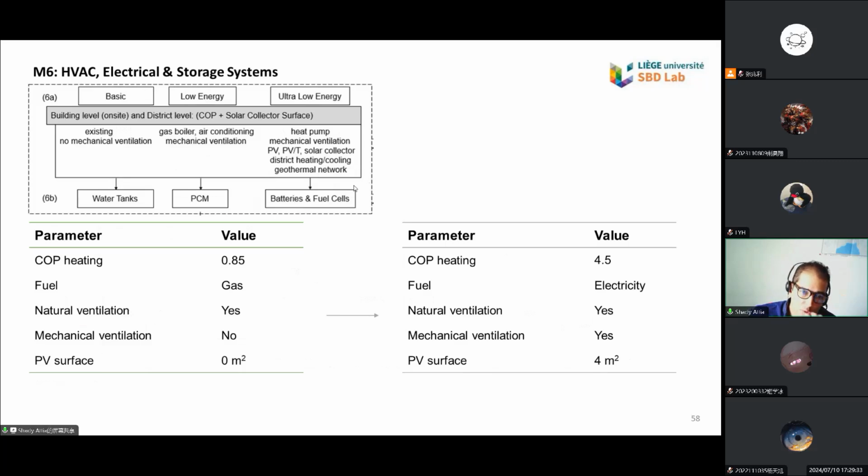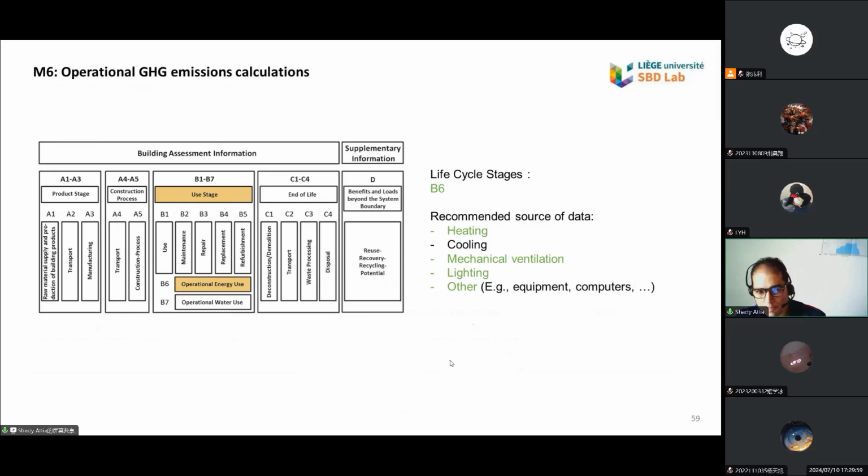and all the options related to storage, whether you have water tanks, phase change materials, fuel cells or specific batteries, all that can be reported from a building physics point of view in regard to the coefficient of performance of your heating system or cooling system, your fuel type, mechanical ventilation presence, yes or no, and the photovoltaic efficiency and surface.